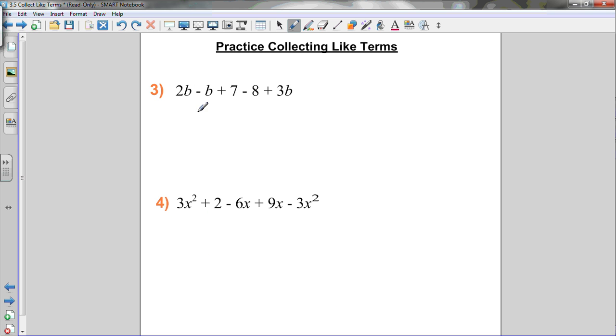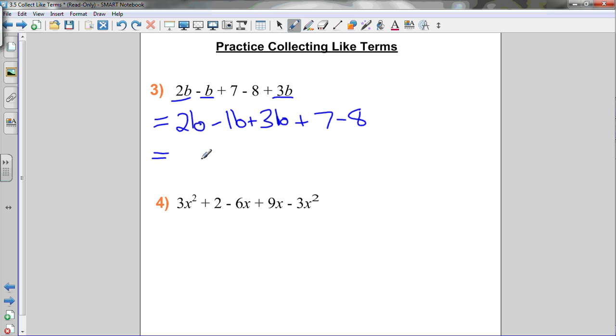Let's keep going. So I have 2b minus b plus 7 minus 8 plus 3b. So first of all, let's rewrite this by grouping our like terms together. So I have a 2b, a negative b, and a positive 3b. Those are all like terms because they have the exact same variables with the exact same exponents. So 2b minus, I'm going to write it as 1b. If I don't see a number in front of a b, I know there's a 1 there, plus 3b. And then 7 and negative 8, those are constants, therefore they are like terms. So I'll put those together at the end, plus 7 minus 8.